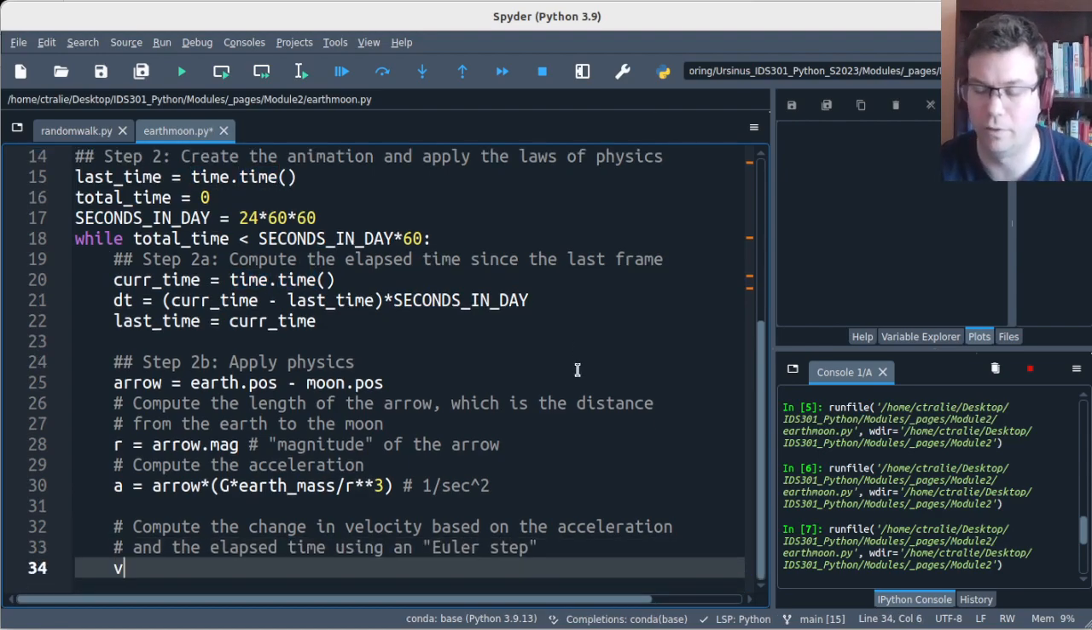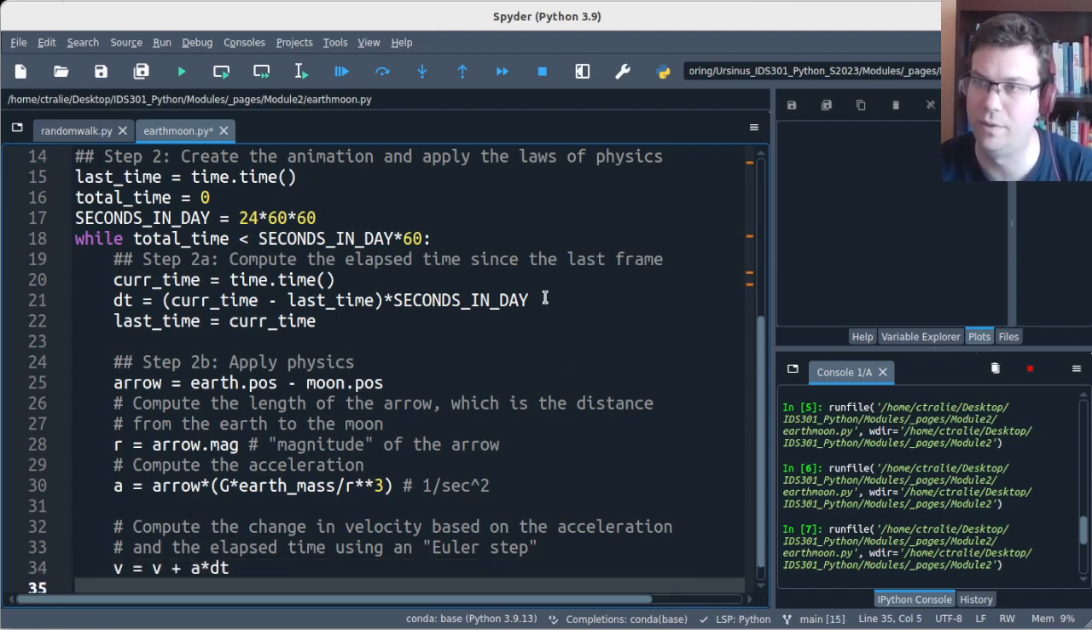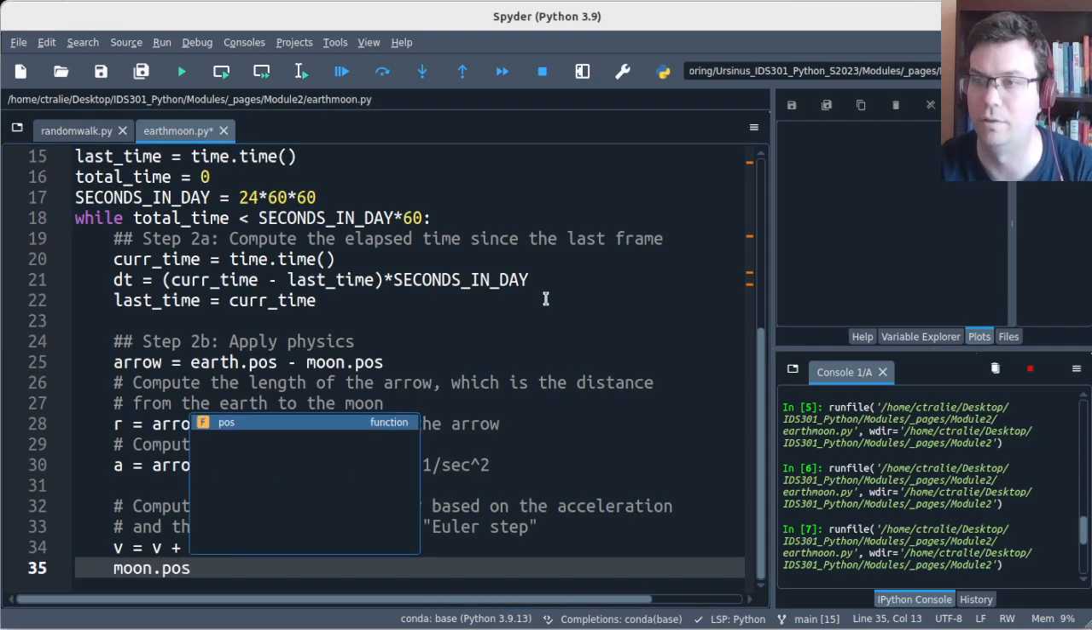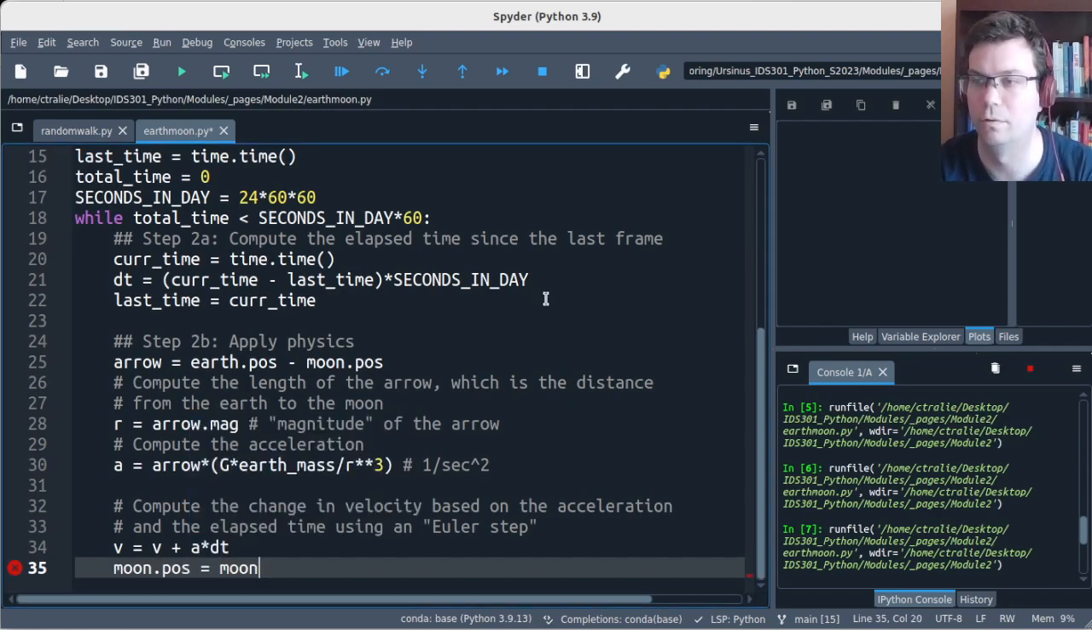Okay, now the rules for this Euler step. What we say is, okay, the velocity is what it was before, plus the acceleration times the elapsed time. And then we say that the position, so I'll say the moon.position is what it was before, plus the velocity times the change in time. So there's this little cascade here.